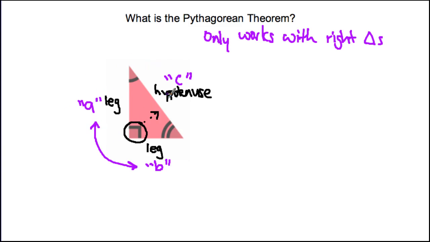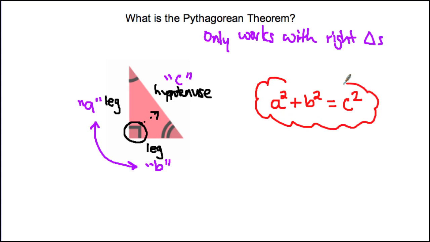Based on Pythagoras' observations, he created this theorem, which found a connection between the lengths of the legs and the length of the hypotenuse. Here is what he discovered in math: A squared, the length of one leg squared, plus B squared, the length of the other leg squared, is always going to be equal to C squared, the length of the hypotenuse squared. This is the Pythagorean theorem.